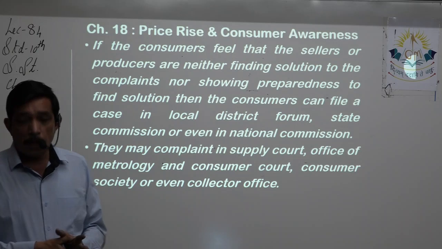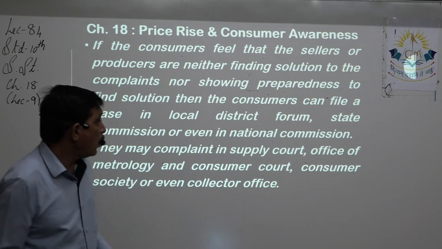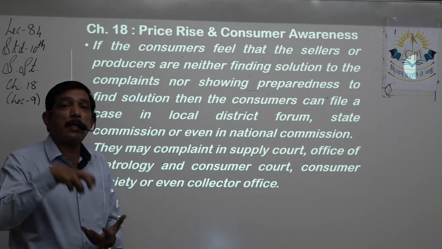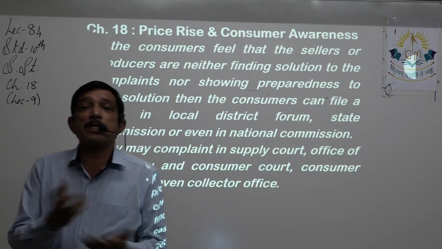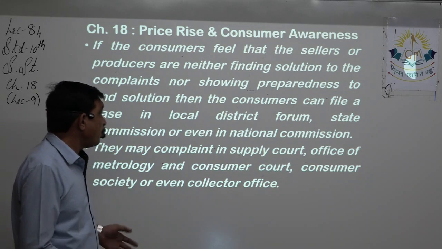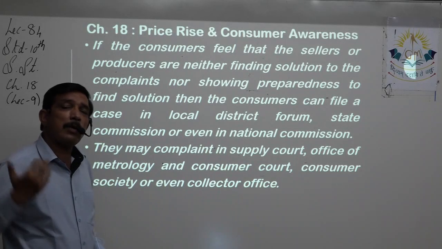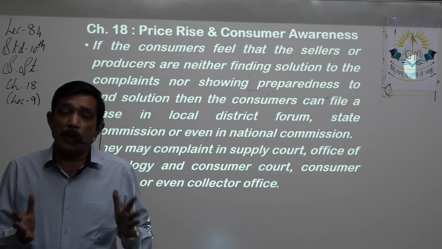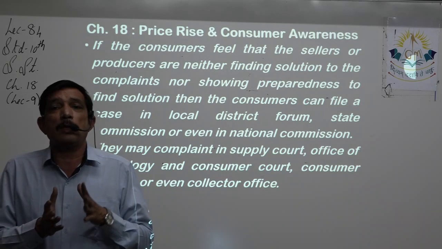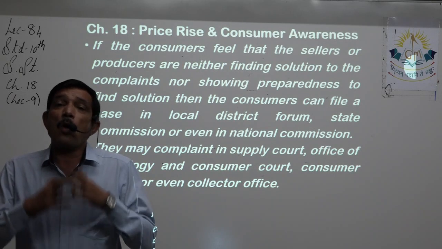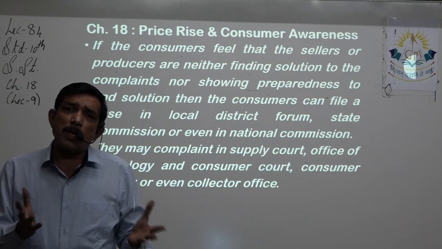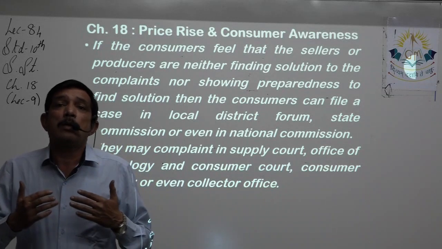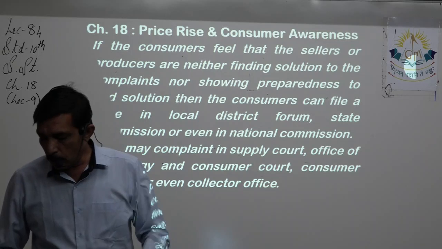There are other ways to complain also, such as the supply court, the office of the metrology and consumer court. Metrology deals with the certification of measurements, scales, etc. We can complain over there also. Consumer societies can also take up the case and go to the court, and the collectorate office also. So lots of gates are open to you. It is not that you have to approach the district level forum only. There are lots of different gates, and whichever is nearby to you, whichever is okay with you, you can approach. The thing is, the consumer should not get exploited. He should always approach somewhere.